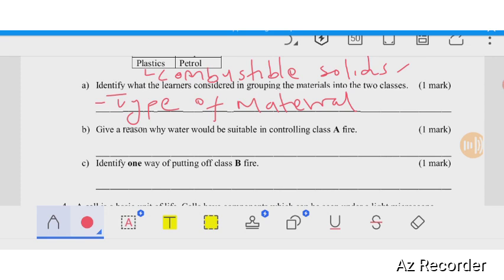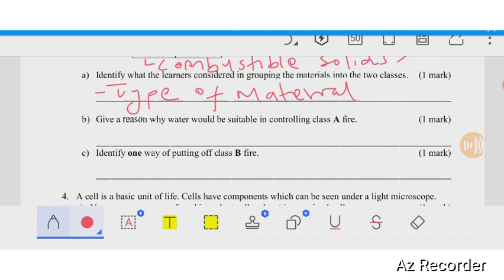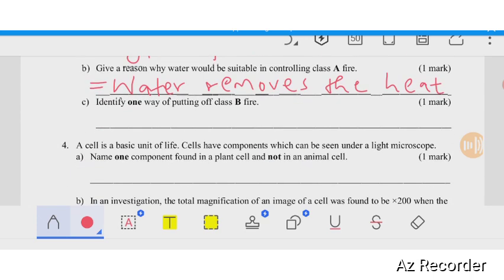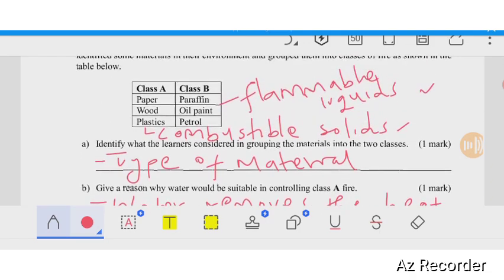Give a reason why water would be used in controlling class A fire. So water is a cooling method of controlling fire, which basically means it removes the heat. Water removes the heat. Identify one way of putting out class B of fire.